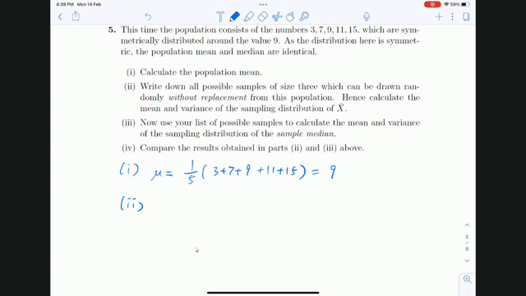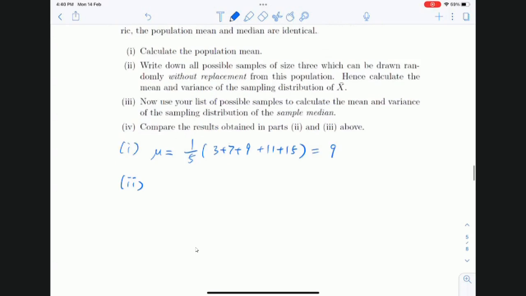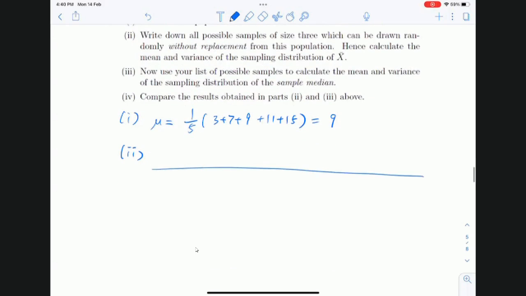That's in contrast to drawing with replacement. If you are drawing with replacement, every time you are drawing from the 5 numbers, so it is possible for you to get all the 5 numbers into the 3. But drawing without replacement in this example, because all these numbers are distinct, you don't have repeat numbers in your sample. So we list out all the possible samples.